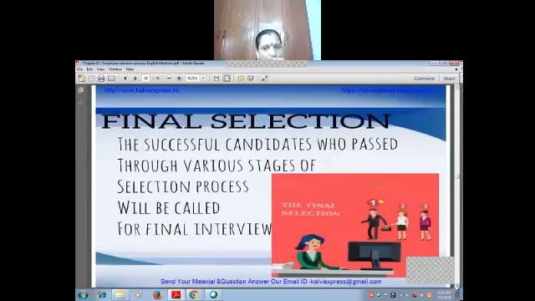Final selection. The successful candidates who passed through various stages of the selection process will be called for the final interview. Yeah, all those things are over, selection is also over. They got approval from the higher authority, and then the applicant goes for final selection. Okay. After that only, they will go to the final interview.